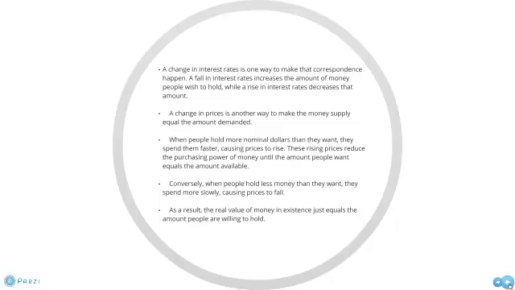When people hold more nominal dollars than they want, they spend them faster, causing prices to rise. These rising prices reduce the purchasing power of money until the amount people want equals the amount available. Conversely, when people hold less money than they want, they spend more slowly, causing prices to fall. As a result, the real value of money in existence just equals the amount people are willing to hold.